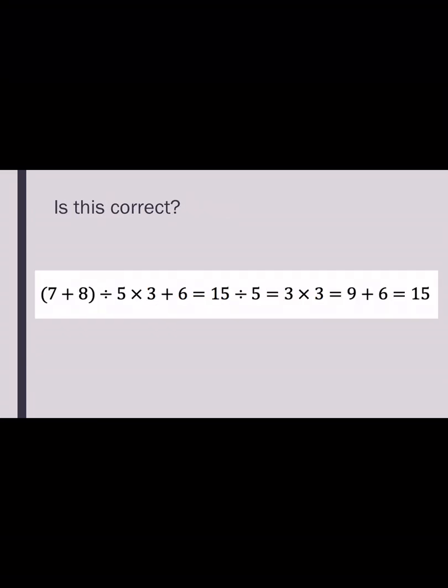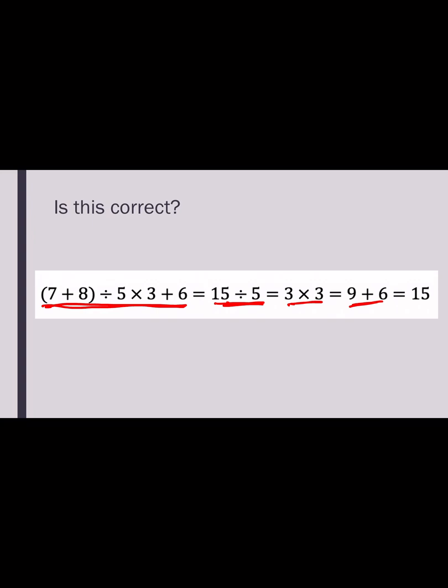Okay. Here's another equation string. Is this correct? 7 plus 8 divided by 5 times 3 plus 6. Okay, lots of stuff right here. Is that the same as 15 divided by 5? Is that the same as 3 times 3? Is that the same as 9 times 6? Is that the same as 15? 9 plus 6, sorry, and that's the same as 15. All expressions in between all the equal signs must be equal in value. That's what we learned so far in this class, that they need to be all the same.